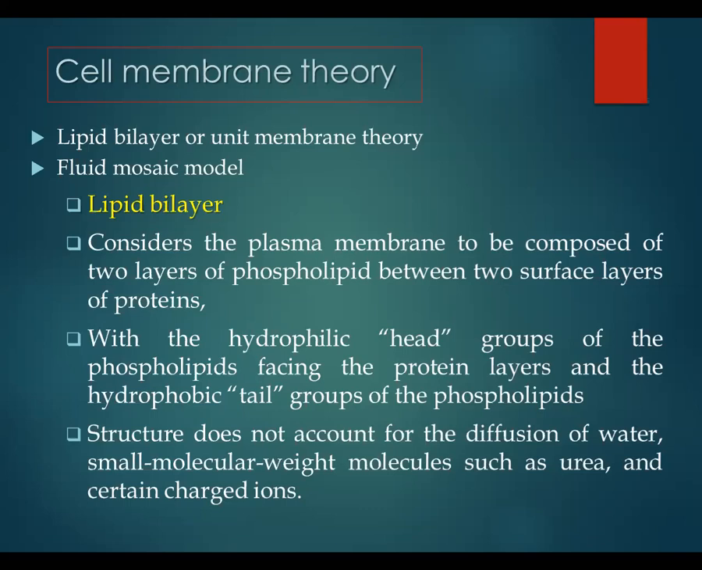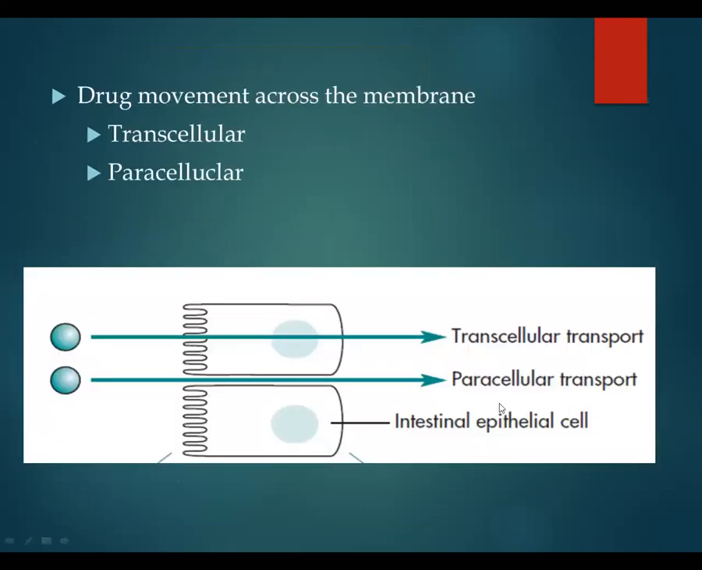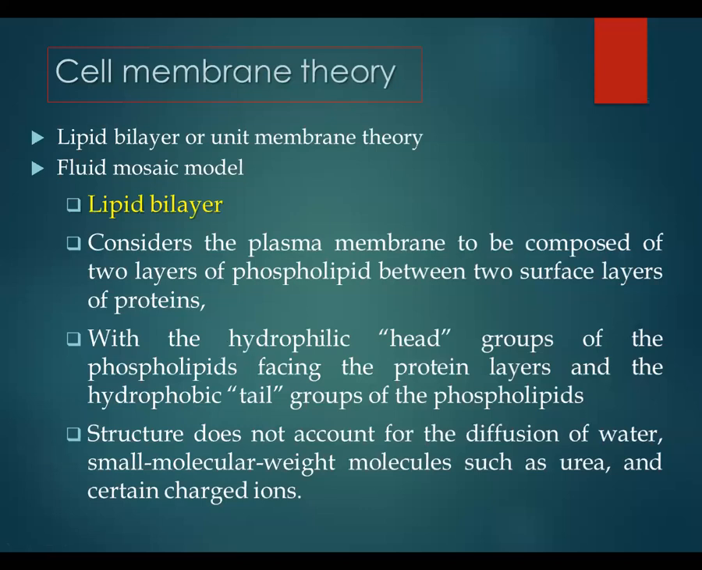So when I say epithelial cell in the GIT, whatever epithelial cell I'm talking about, definitely it's a cell. So the cell will have its own cytoplasmic membrane, that means a phospholipid bilayer structure. So when the drug has to move from this region to another region, it has to cross through the phospholipid bilayer structure. So they are talking about the lipid bilayer structure here.